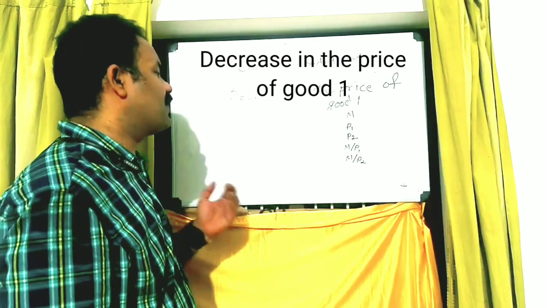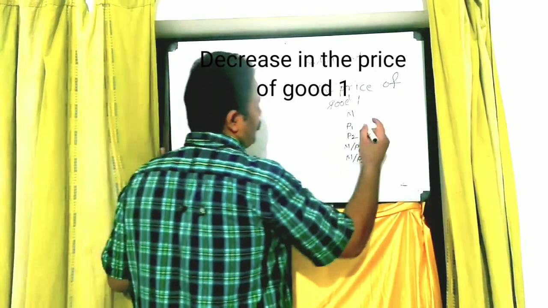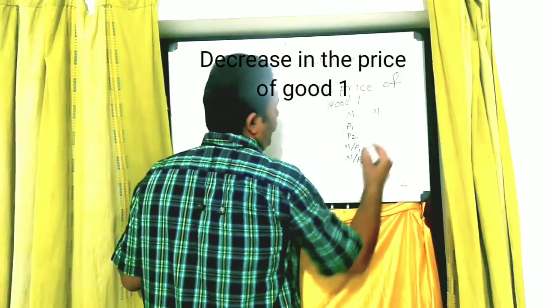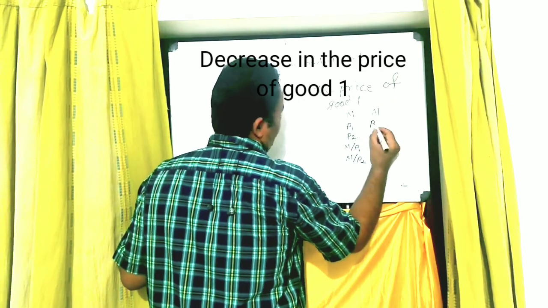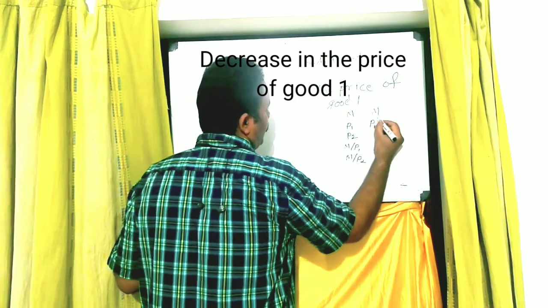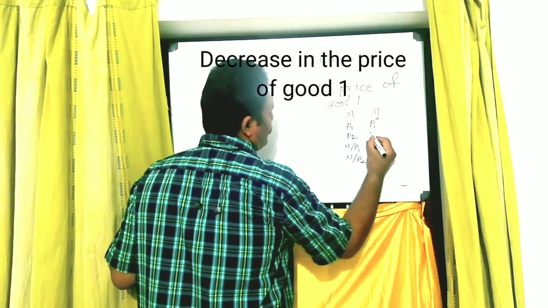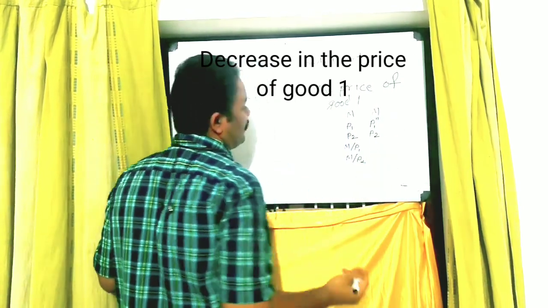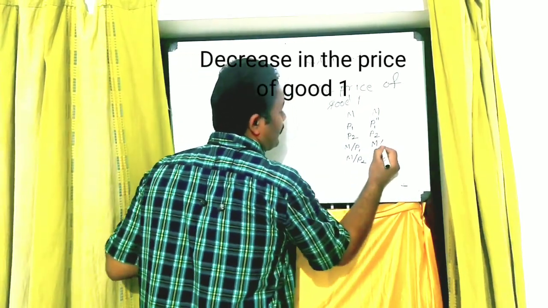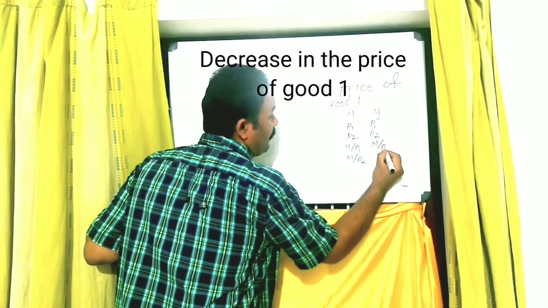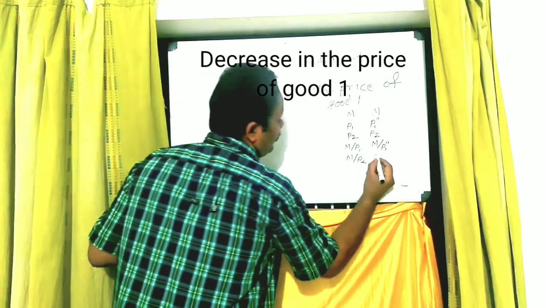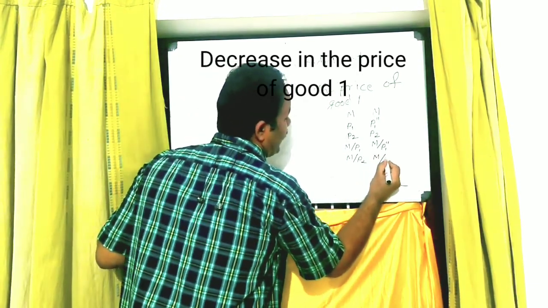When the price of good one decreases, at that time also there is no change in the income of the consumer, so M. Price of the first commodity decreases from P1 to P1 double dash. There is no change in the price of the second commodity, so P2. Then the new horizontal intercept is M by P1 double dash. The new vertical intercept, there is no change, M by P2.